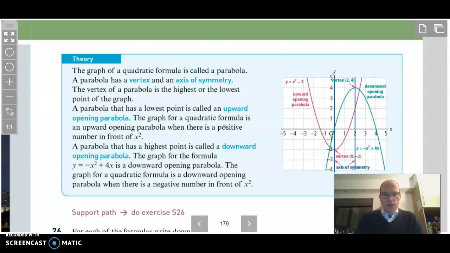Hey guys, we're going to start with paragraph 5.4. Paragraph 5.4 is about parabolas. And you can see a few parabolas over here, and this is basically a theory we need to know. I'm going to show you what a vertex is, what an axis of symmetry is, and how to get it.